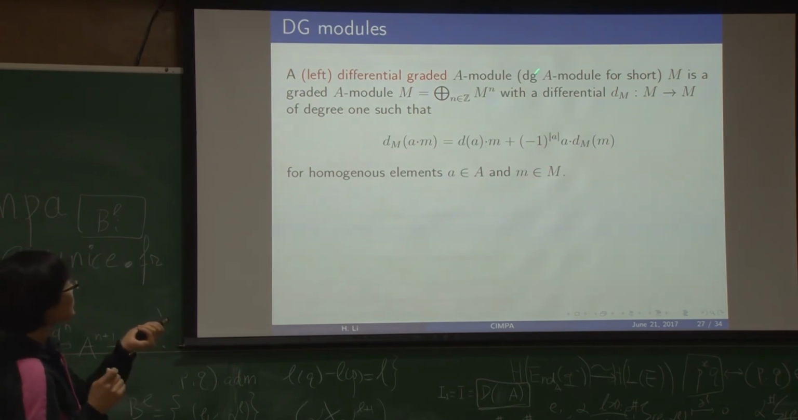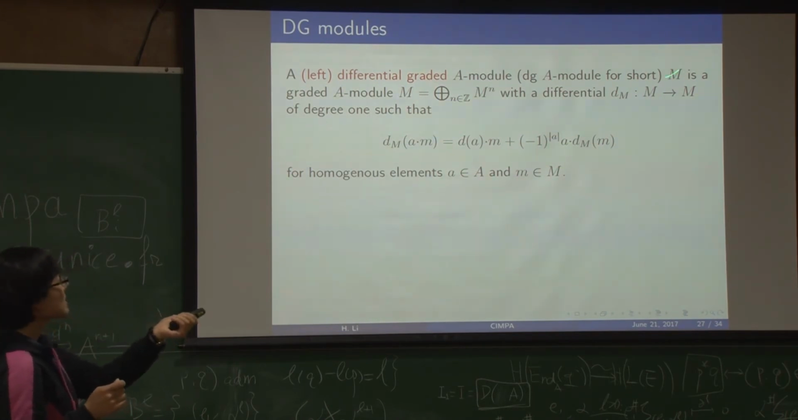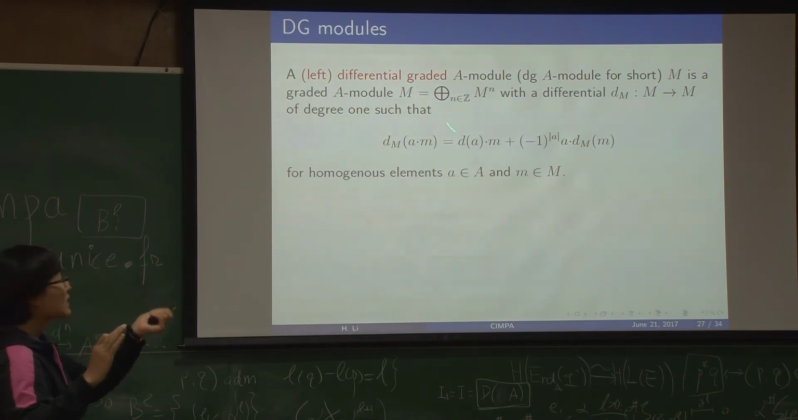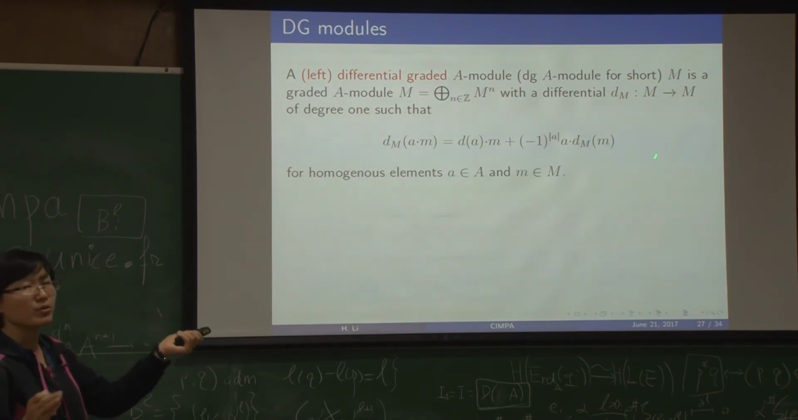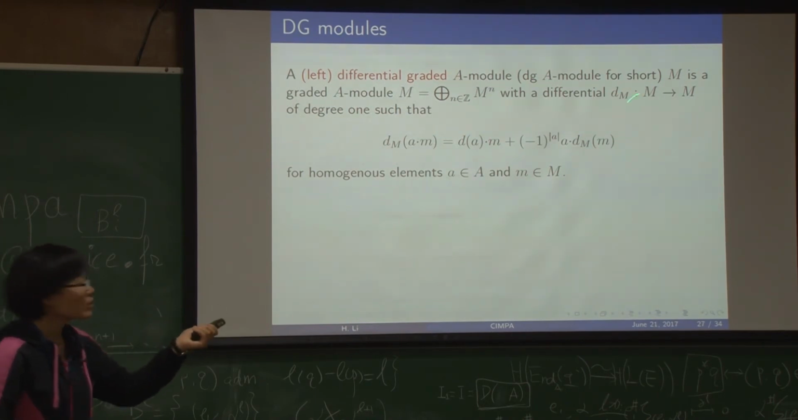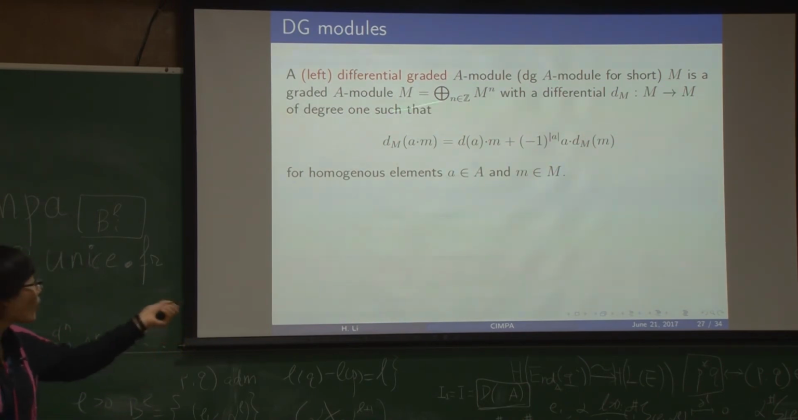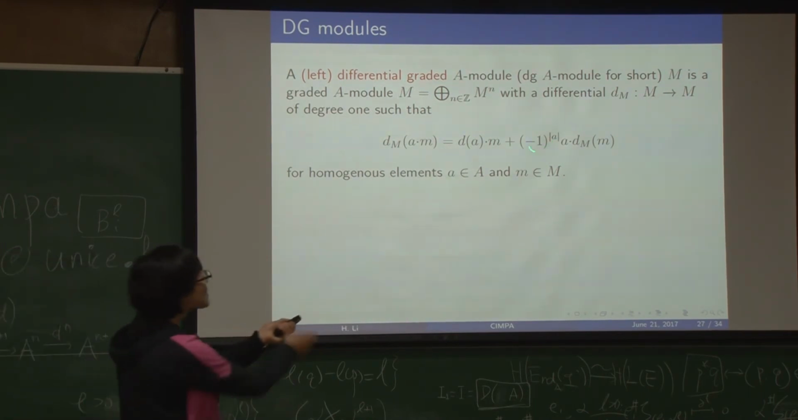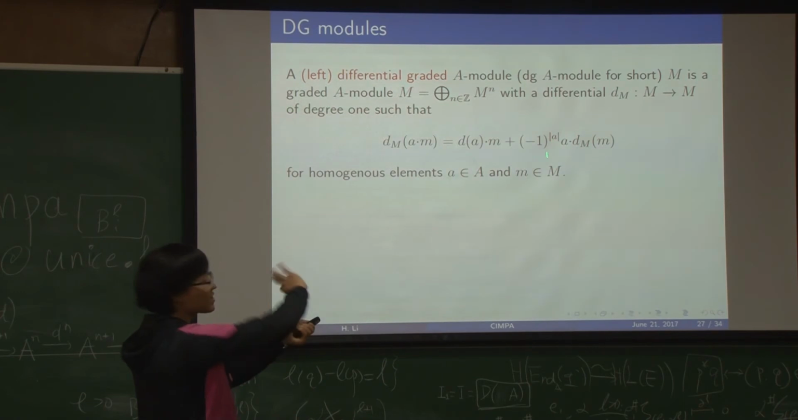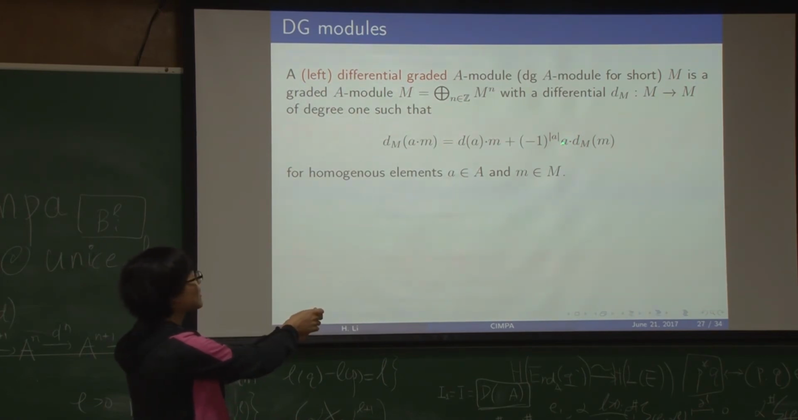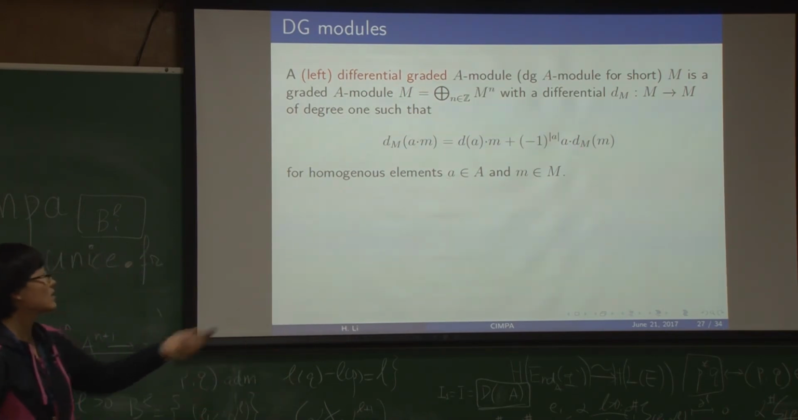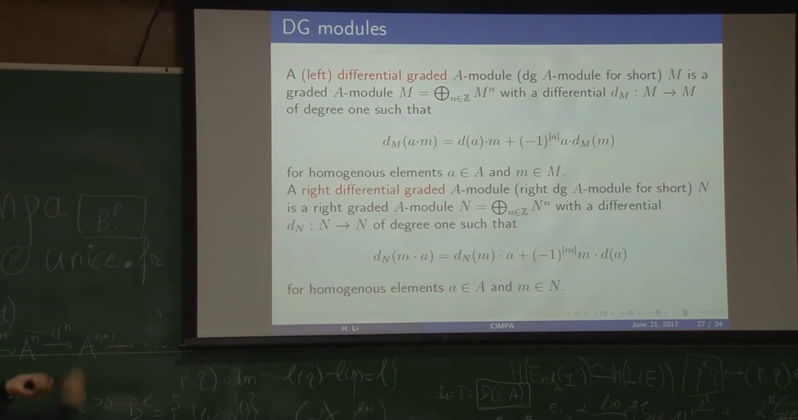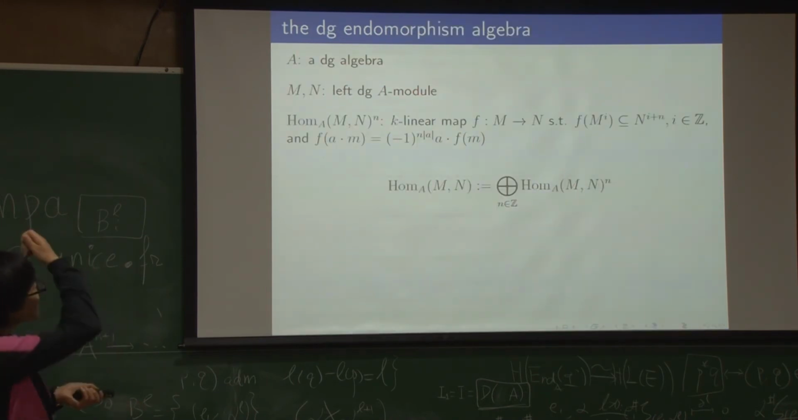For a DG algebra, we can have a DG module. That means we have a graded module first, and this module also has a differential of degree 1. Also the differential is compatible with the module action. So here we have this thing. That's because we changed the positions of the element A and the differential, and because we have degrees, we have this sign here. Similarly, we have the right DG module.